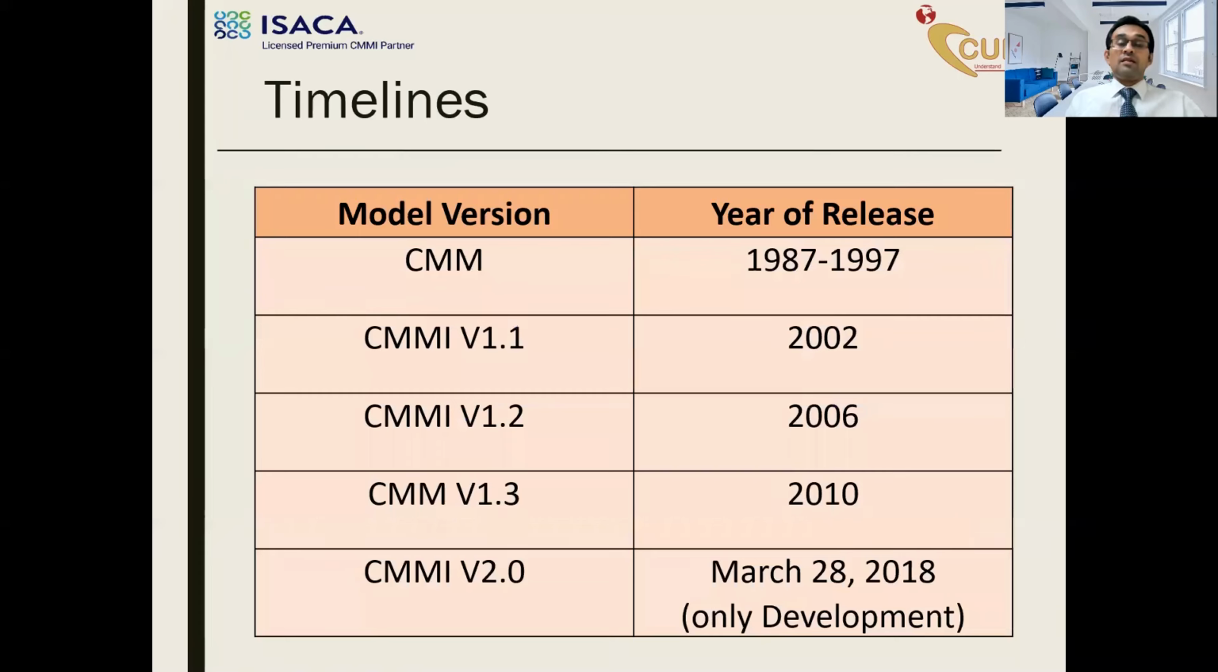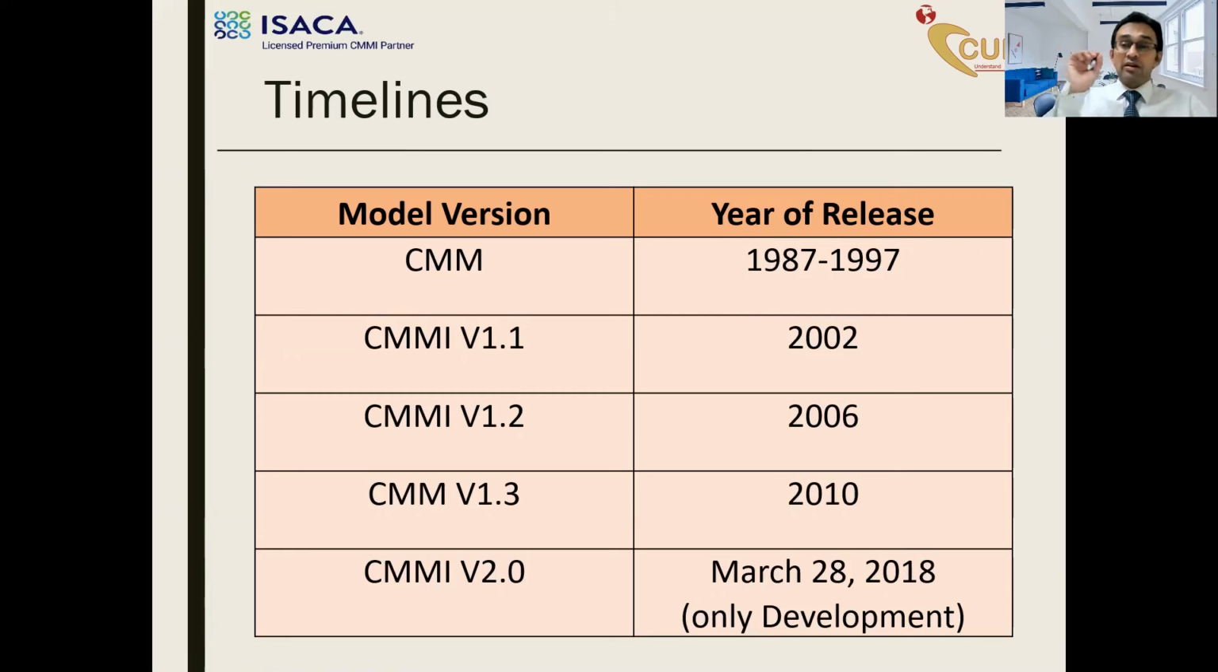Let's look at some timelines first so that we better understand how this journey started and finally how we reached version 2.0. CMMI, as we know it now, was never called CMMI earlier. It was called CMM, because it was simply the Capability Maturity Model. And because it started for development, that was between 1987 and 1997. So about 10 years, this was retained as CMM.